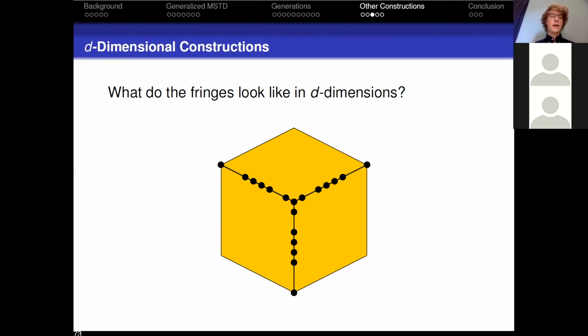And then again, as before, these fringes preserve their structure under addition and subtraction, but with enough iterations, the middle fills up the set completely. And so we get the same niceness for finding generalized MSTD sets in D dimensions rather than just 2 dimensions.